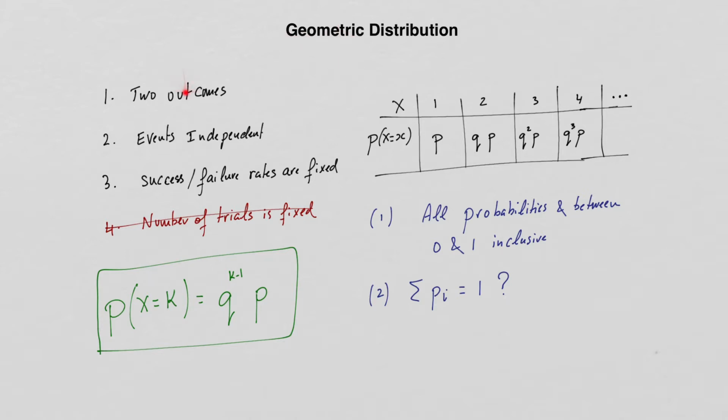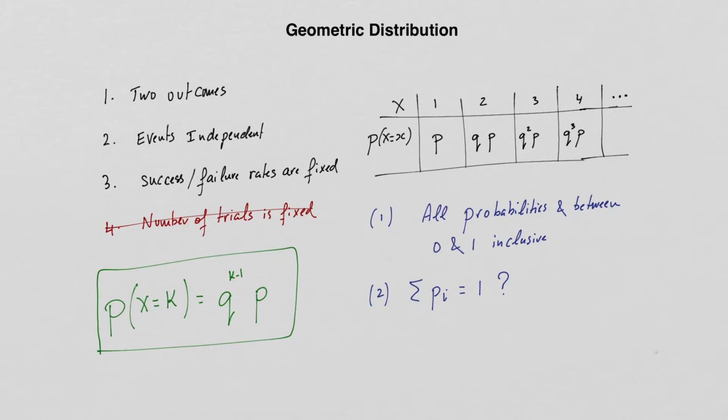The binomial distribution had 4 conditions, if you remember. The geometric distribution shares the first 3 conditions, but it definitely does not have the 4th condition. In fact, that is the distinguishing feature of the geometric distribution. For a random variable to follow a geometric distribution, it has to fulfill those 3 conditions shared with the binomial. But it also means that the number of trials is not only not fixed, it's not known ahead of time.